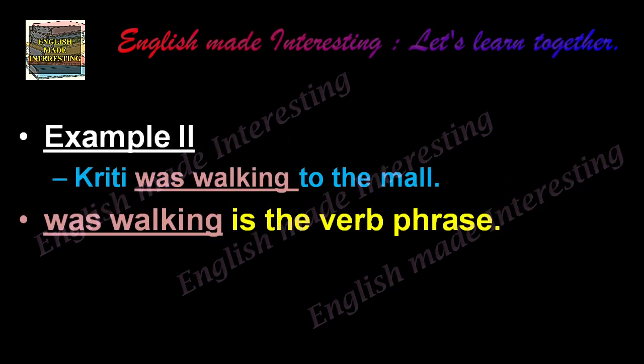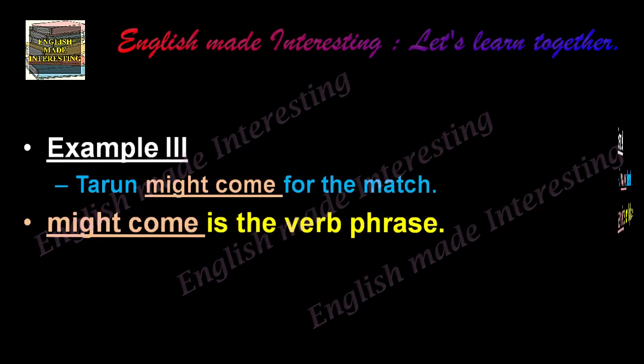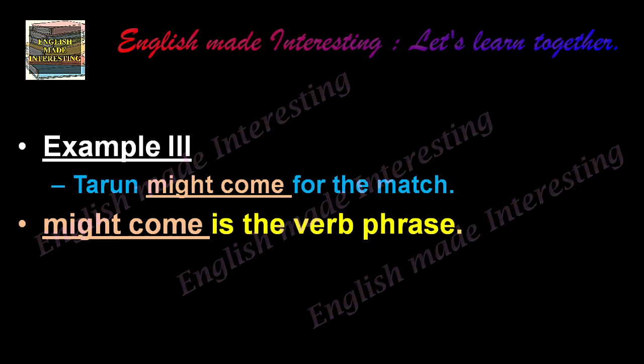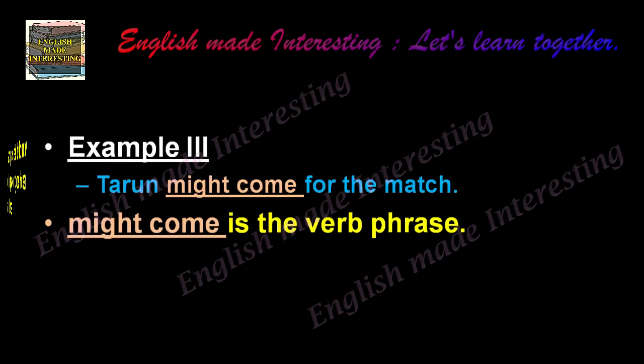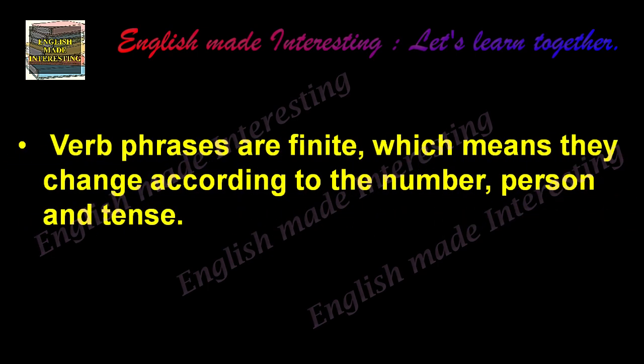Next example, Kruti was walking to the mall. Was walking is the verb phrase. The next example, Tarun might come for the match. Might come is the verb phrase. Verb phrases are finite, which means they change according to the number, person, and tense.